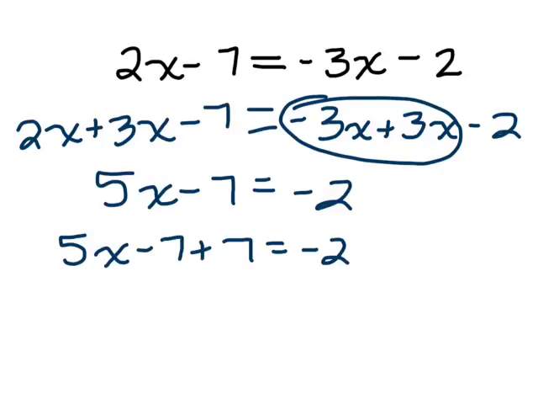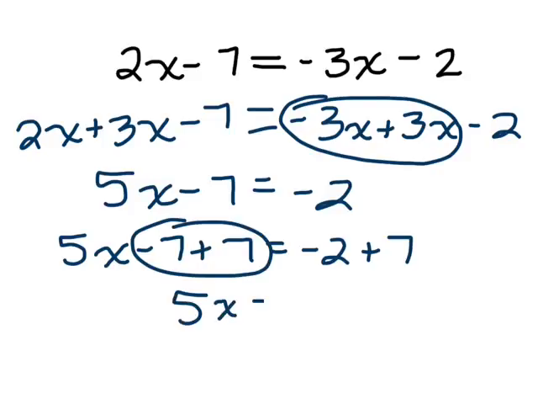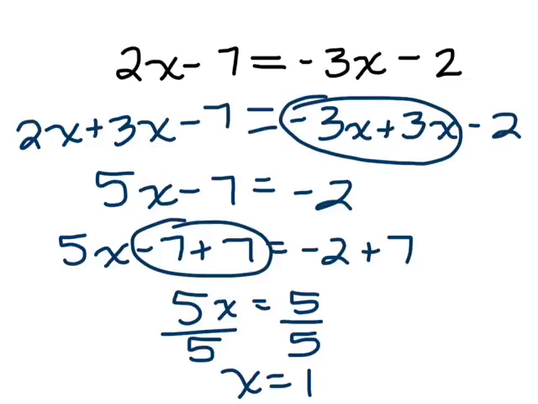On the left side, it's going to create that zero pair. On the right side, I just have a math problem. So 5x equals -2 plus 7 is going to give us a +5. And solve by dividing by 5. And I come up with a solution of x equals 1. Go ahead and check your work.